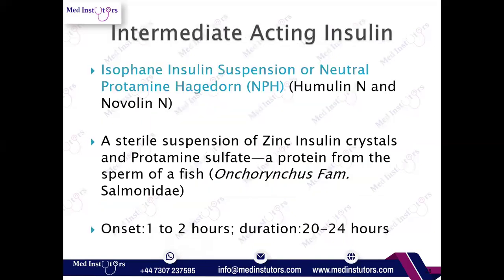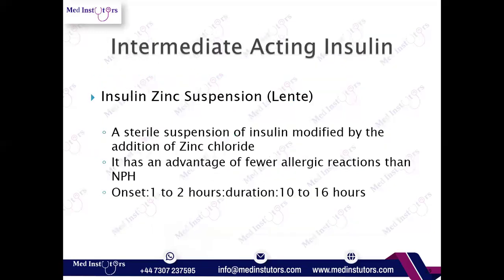Intermediate acting insulin is isophane insulin or the neutral protamine hagedorn insulin. That is the NPH. And remember, NPH stands for neutral protamine hagedorn. It is a sterile suspension of zinc insulin crystals and protamine sulfate, a protein obtained from the sperm of a fish known as Oncorhynchus, family Salmonidae. This insulin zinc suspension is called the isophane insulin or the NPH insulin. Onset happens in 1 to 2 hours, and duration can last up to 24 hours. So these are the intermediate acting insulins.